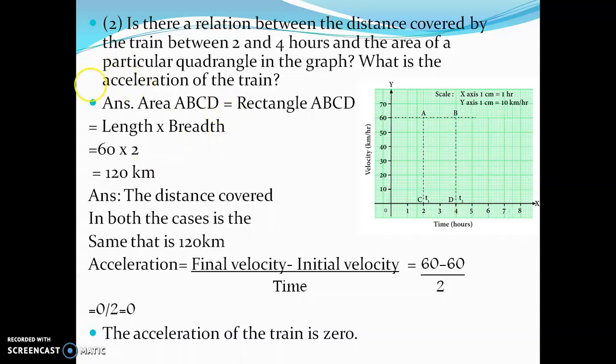Moving to the second question. What is the acceleration of the train? Now acceleration also we have studied, the formula of which is final velocity minus initial velocity upon time. So final velocity of the train is 60, initial velocity also 60, divided by time 2. So 60 minus 60 is equal to 0, divided by 2 is equal to 0. Therefore, the acceleration of the train is 0. So distance covered is 120 km, whereas the acceleration is 0.